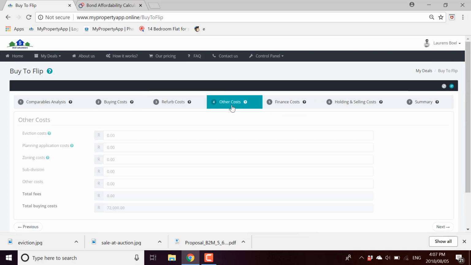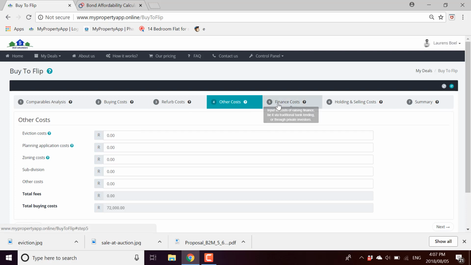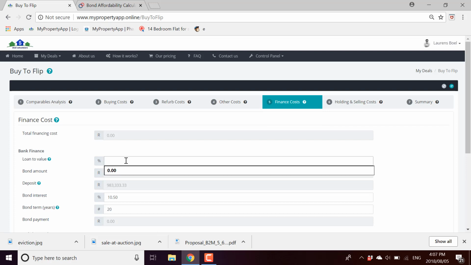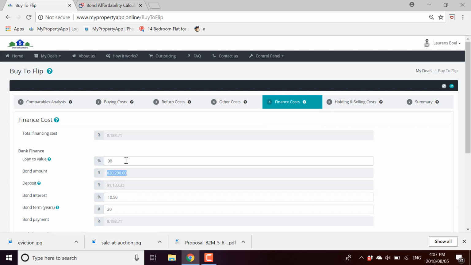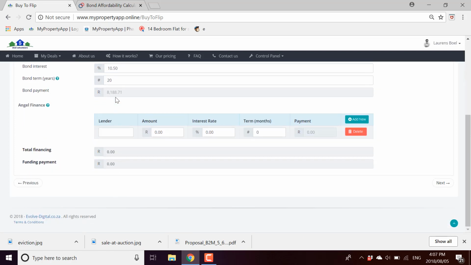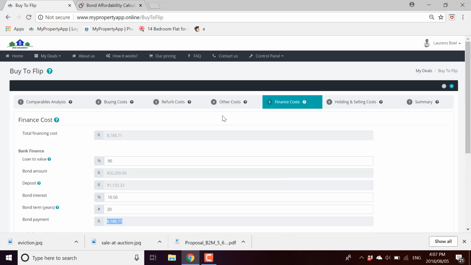Then you go to step 4, your other costs, things like evictions, zoning, subdivision, some of your unique costs that don't happen in every single deal. Finance costs, here's where we get our financing costs for the deal. So if we assume we're going to get a 90% loan to value at a 10.5% interest rate, 20 years, then this would be your monthly repayment. As always, there's an angel financing section, so you can put here an angel financer at a certain interest rate over the period, whatever you've agreed with your investor.